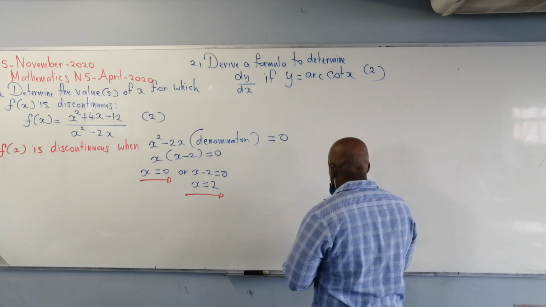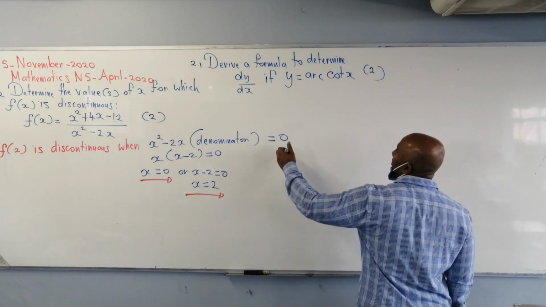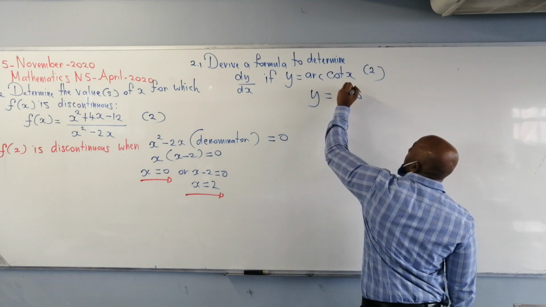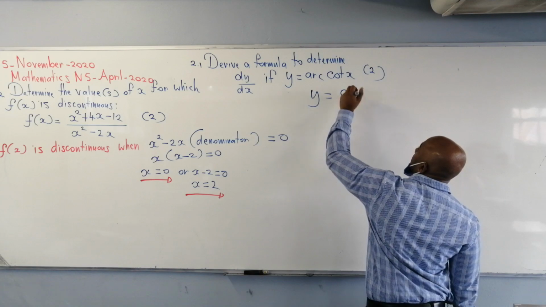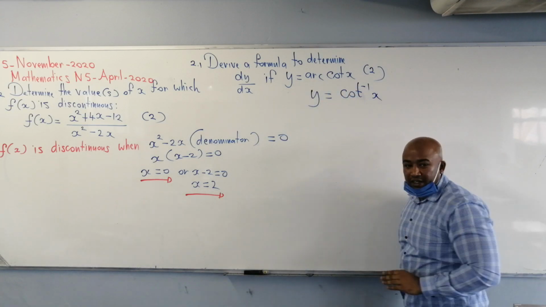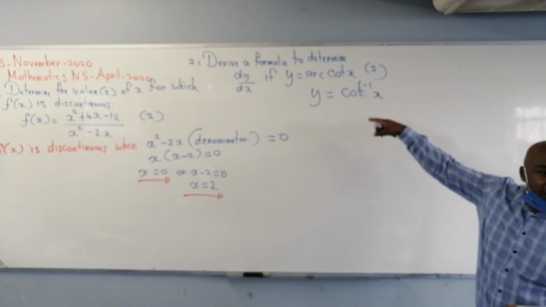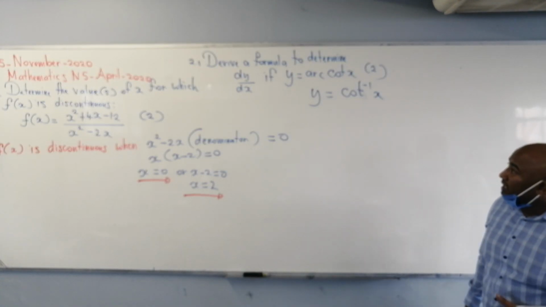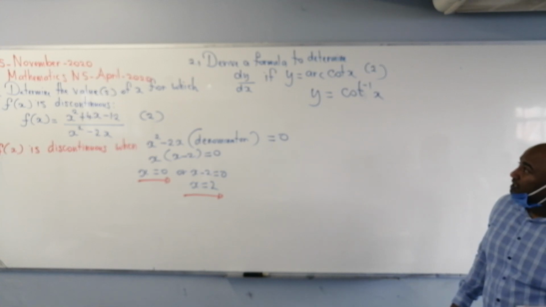So let's write this down. So what do we have here? We have y is equal to cot. If you don't want to write down arc, you can always put down a minus 1. It means the same thing. Just a different way of writing it down. So y is equal to arc cot of x.